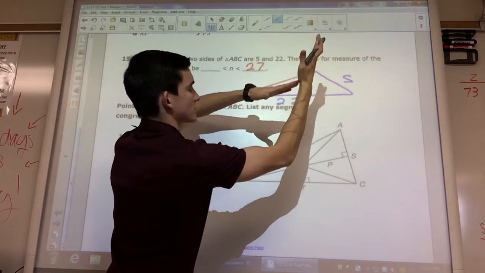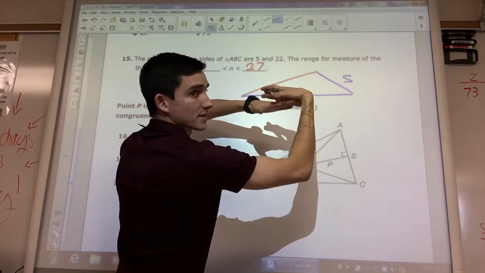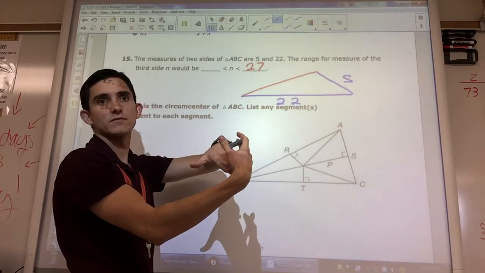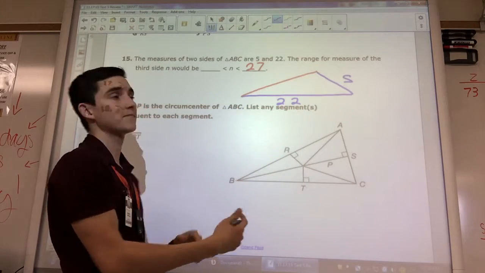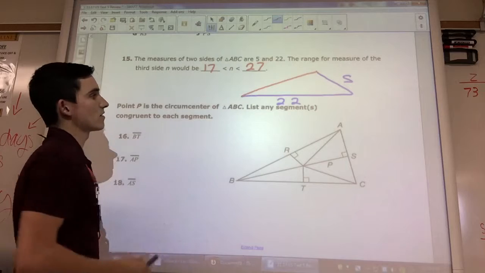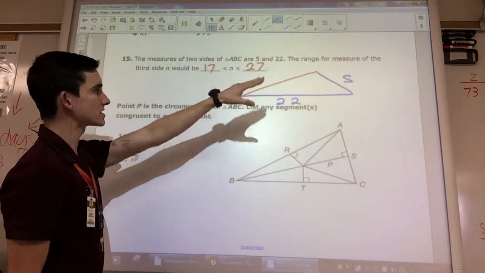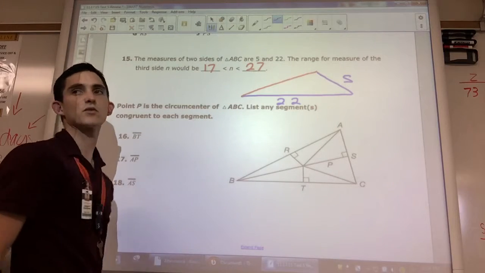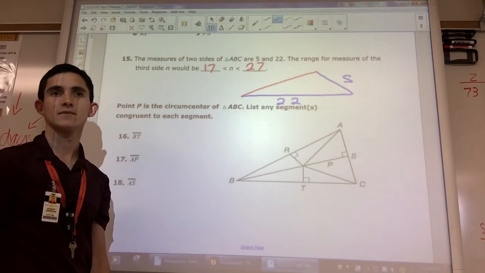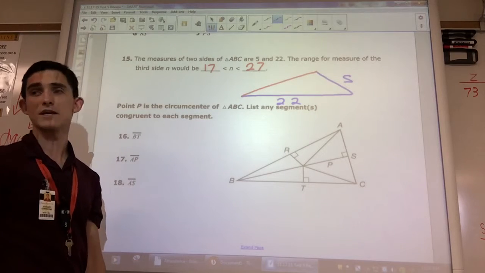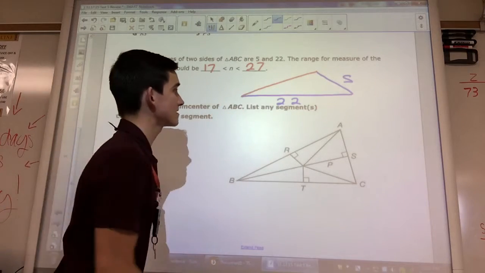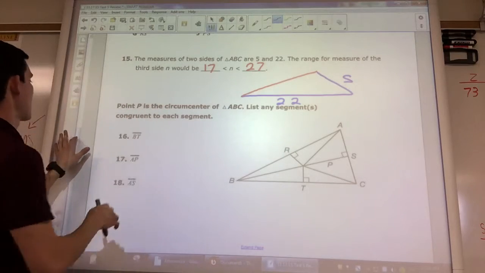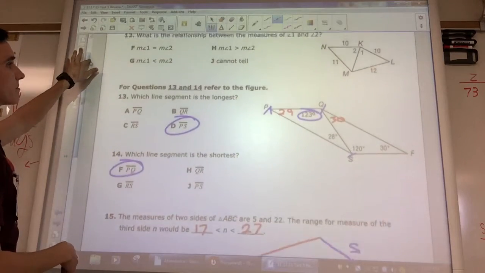Now, say the side of 5 is totally closed. Then you need the difference between the two. 22 minus 5, okay? And that's 17. So that side needs to be bigger than 17, but smaller than 27 in order to make a triangle. And again, it makes complete sense. That's called the triangle inequality theorem.